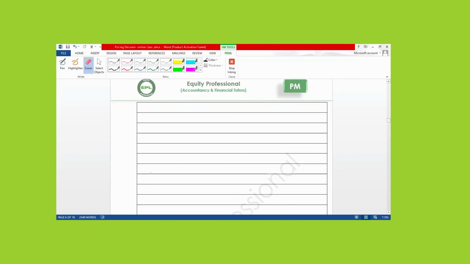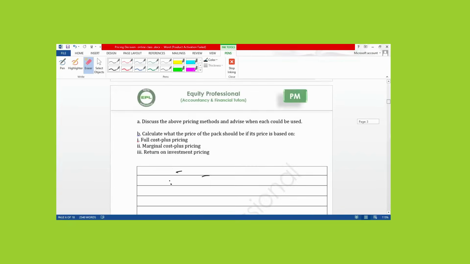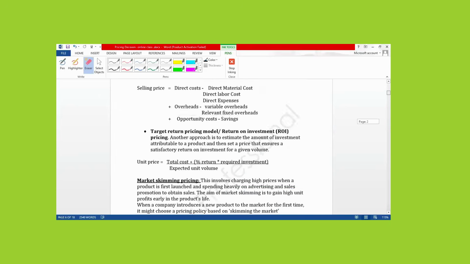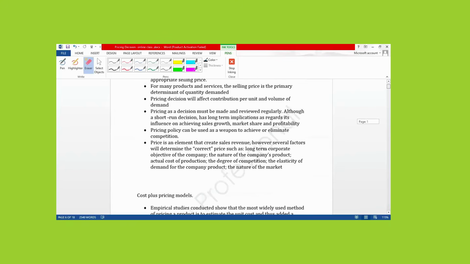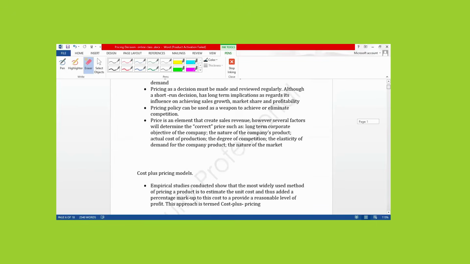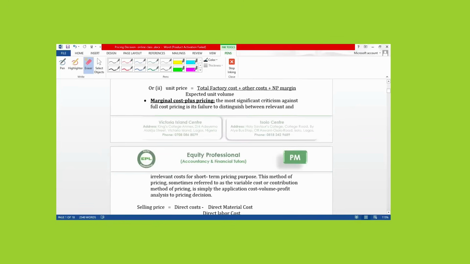Our class tonight, we shall continue from where we stopped last week. Last week, we considered pricing theory: how to determine the price of a product. We explained the importance of pricing.